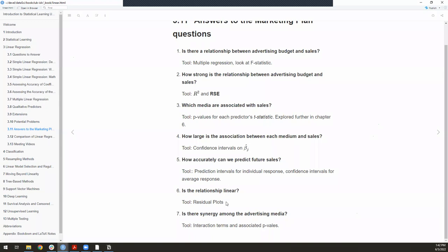And then, is the relationship linear? This is where you look at the residual plots. And then finally, they ask, is there a synergy among the advertising media? That's when you look at interaction terms and look at the p-value for those interaction terms. For all these seven things, the book gives details of how this works out for the advertising data, and I certainly recommend digging through that.